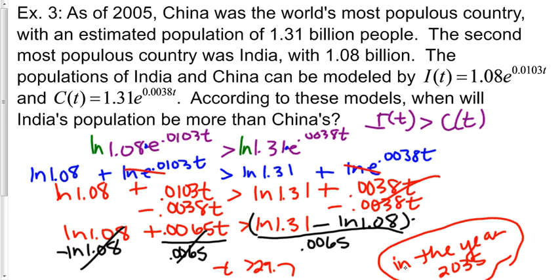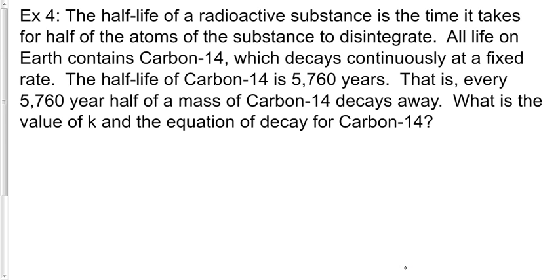Okay, I'm going to show you one more example, kind of giving you a variety of examples here. So here's the last one. It's a radioactive decay problem. The half-life of a radioactive substance is the time it takes for half of the atoms of the substance to disintegrate. All life on Earth contains carbon-14, which decays continuously at a fixed rate. The half-life of carbon-14 is 5,760 years. That is, every 5,760 years, half of the mass of carbon-14 decays away. What is the value of K and the equation of decay for carbon-14?